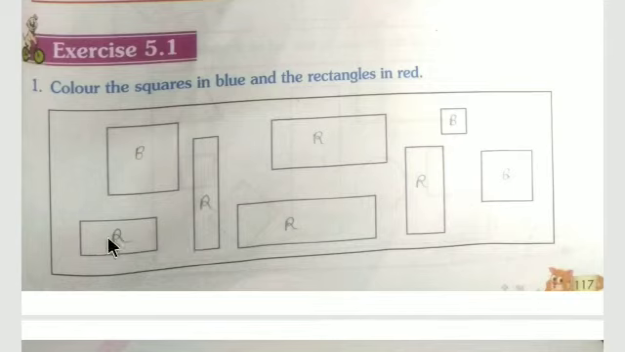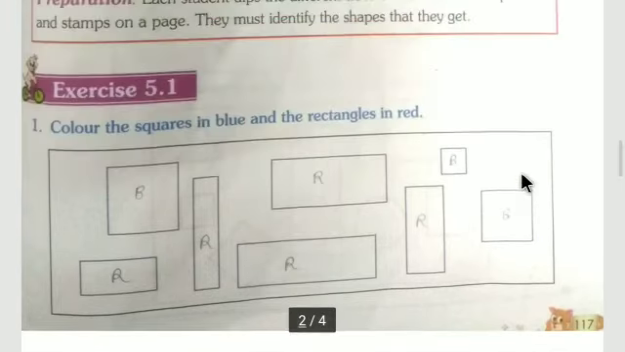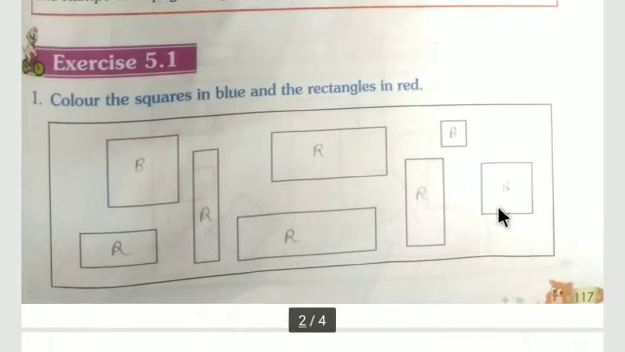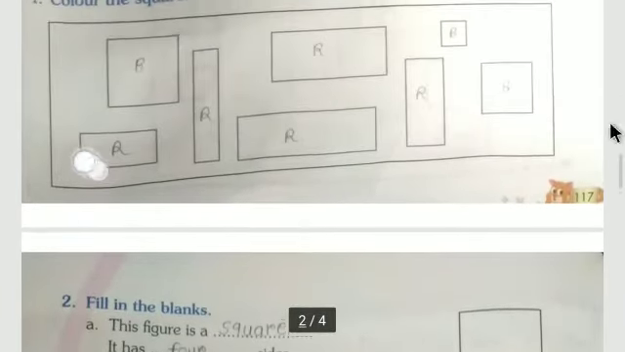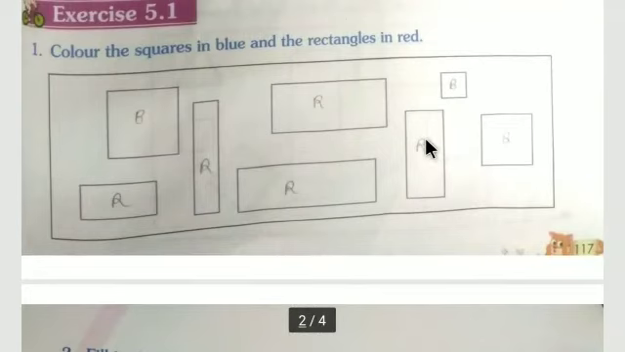Okay. See 1, 2, 3, 4 and 5. All these shapes are rectangles because in these shapes opposite sides are equal in length. And in these 1, 2 and 3 we will color blue because the shape is a square. Because all the sides of a square are equal. Okay. So you have to complete this in your homework.